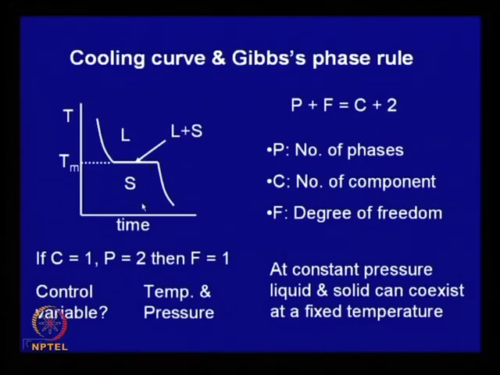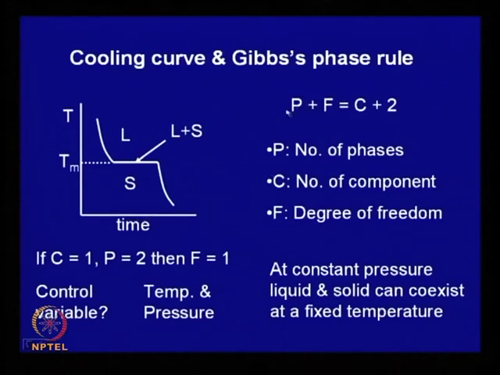Now, the Gibbs phase rule gives us a simple relationship between the number of phases that can coexist at a given experimental condition. By experimental condition we mean the temperature and the pressure at which you are doing the experiment, and usually for most practical applications this pressure will be 1 atmosphere. So, you have two control variables, temperature and pressure.